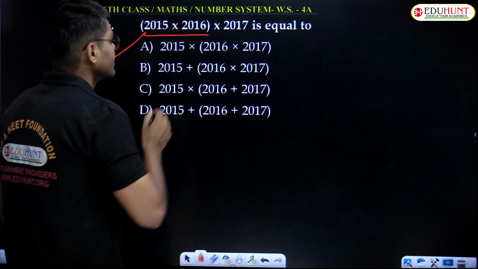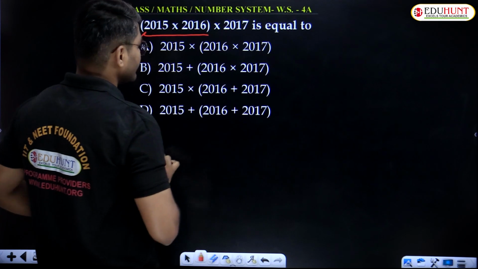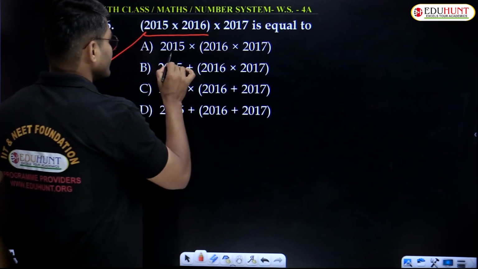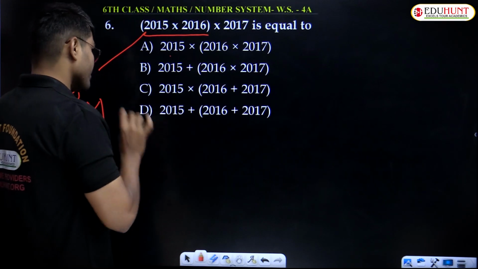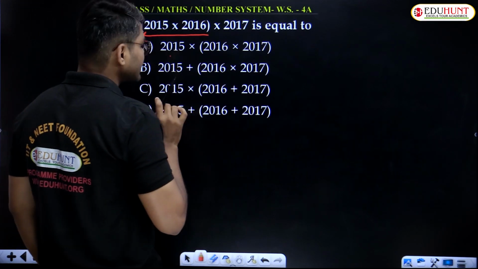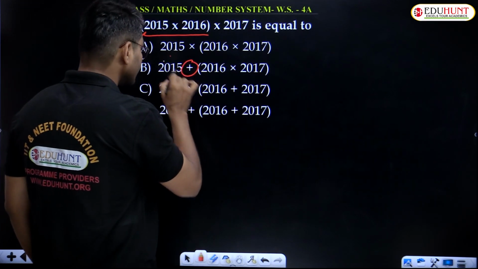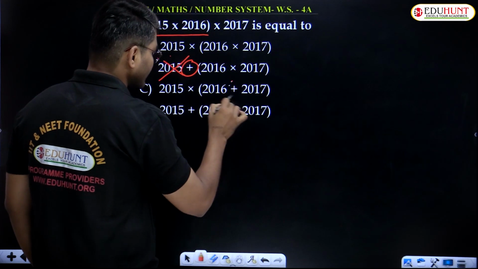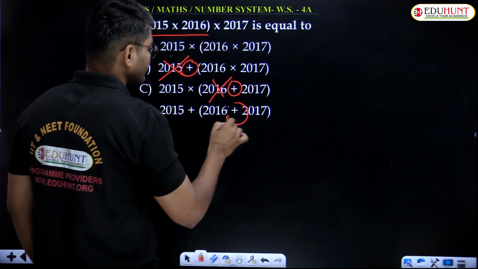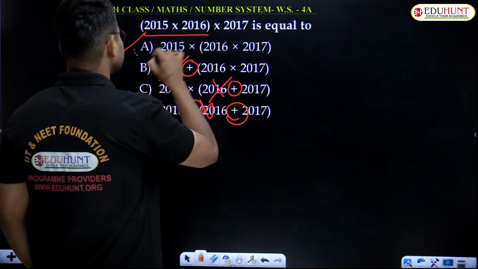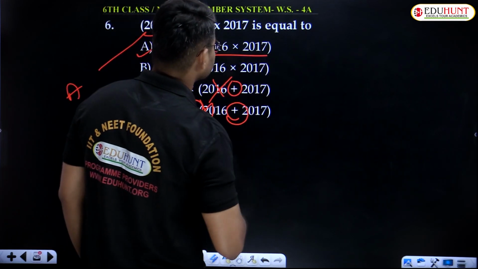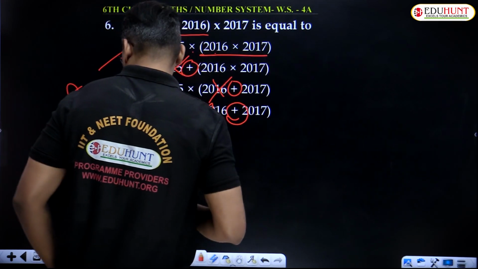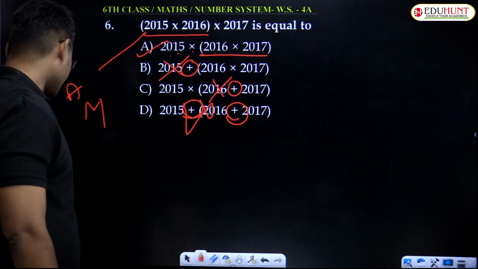Okay. See here, 2015, 16, 17. Where are 2015, 16, 17? Everywhere 15, 16, 17 are there. But multiplication symbol, here plus, wrong. Here plus, wrong. Here also plus, wrong. This is the correct option. 2015 into 2016 into 2017. This is the correct option. Okay, students. Let's move on to the next one.